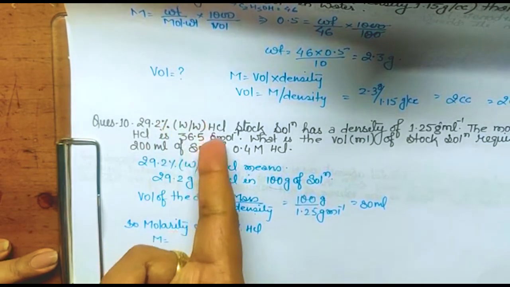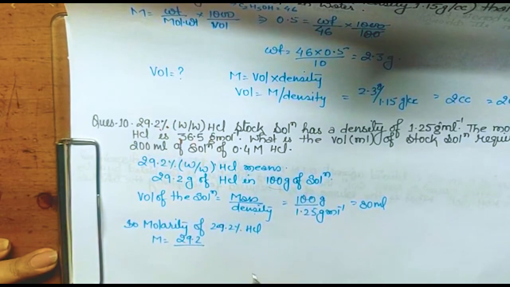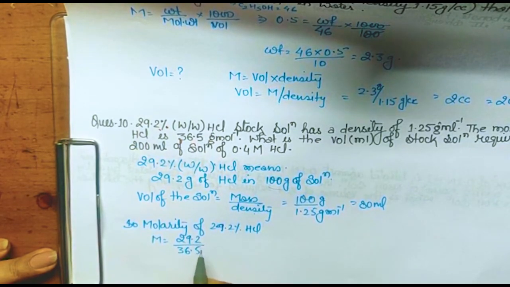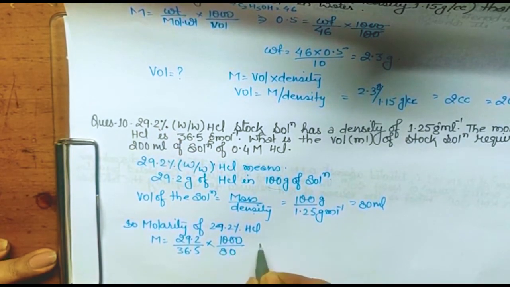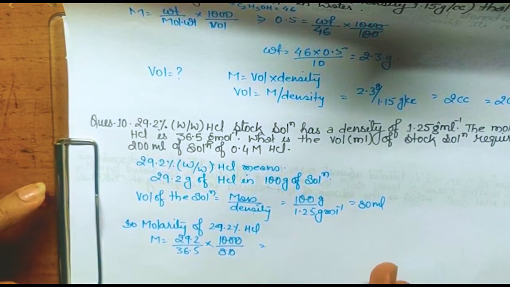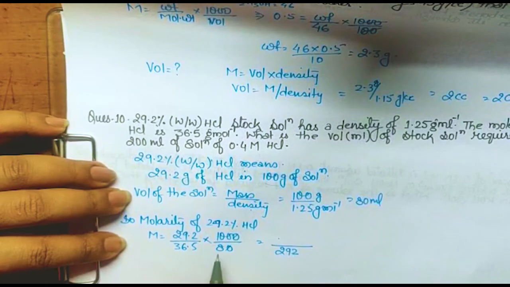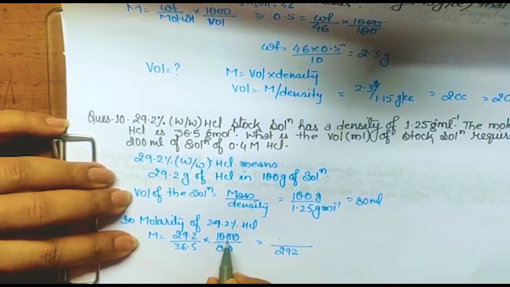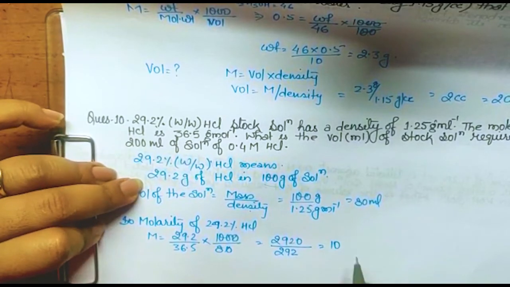Weight is given here, 29.2, isn't it? Upon molecular mass of HCl, which is 36.5, we all know, into 1000 upon volume in ml, so it will be 80. Solve it and you will get the value. One second. Okay, 36.5 multiplied by 8 is coming 292, and here it will be 2920, isn't it? So this is coming 10 molar.